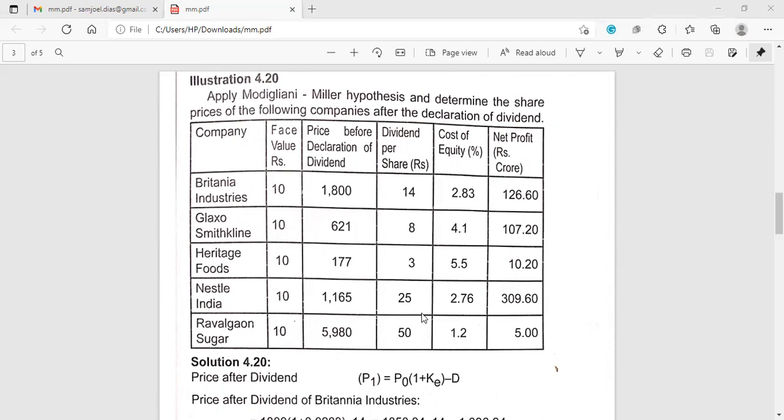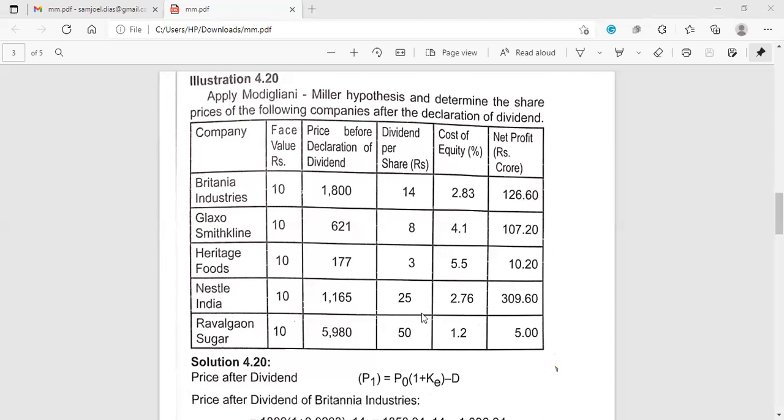GlaxoSmithKline, face value rupees 10, price before declaration of dividend 621, dividend per share 8, cost of equity 4.1, net profit 107.20 in crores. Heritage Foods, face value 10, price before declaration of dividend 177, dividend per share 3, cost of equity 5.5, and net profit 10.20.